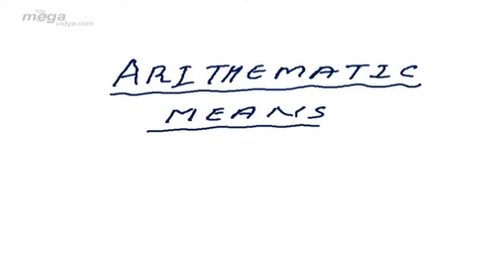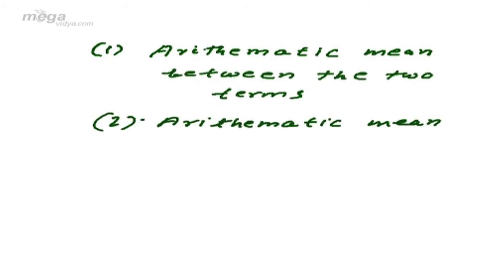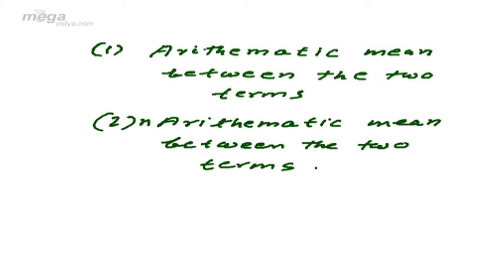We discuss the arithmetic means. First part is the arithmetic mean between two terms. Second part is n arithmetic means between two terms. First part, that is the arithmetic mean between two terms.